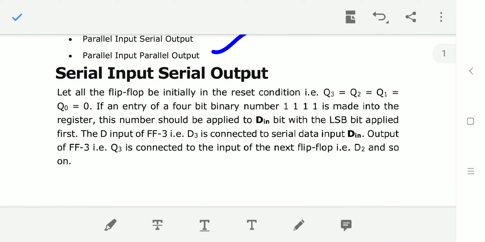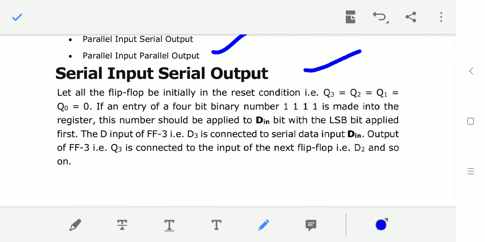Now, serial input, serial output. Let all the flip-flops be initially in the reset condition, Q3 equal to Q2 equal to Q1 equal to Q0 equal to 0. If an entry of a 4-bit binary number 1111 is made into the register, this number should be applied in serial at the D_IN bit with the LSB applied first. The D input of FF3, D3, is connected to the serial data input DI. Let's see here.